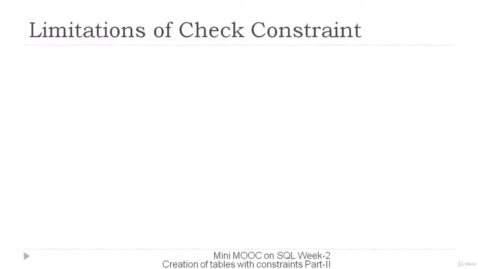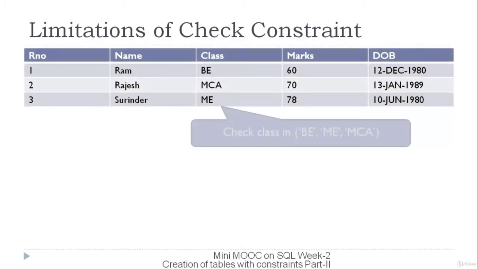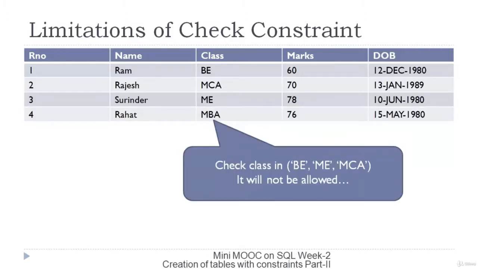There are some limitations of check constraint. As we have applied check constraint on class column to ensure that only BE, ME and MCA classes are allowed in our university, but it suffers from some anomalies. Let's suppose our university has started an MBA course and we wish to insert roll number 4 into this course, but here it is not allowed.